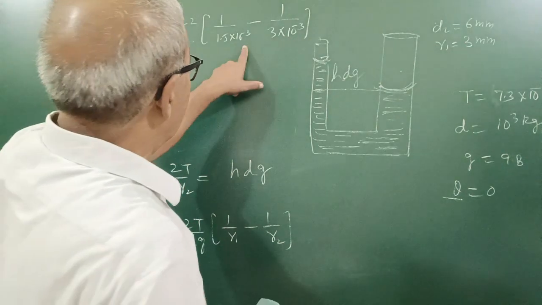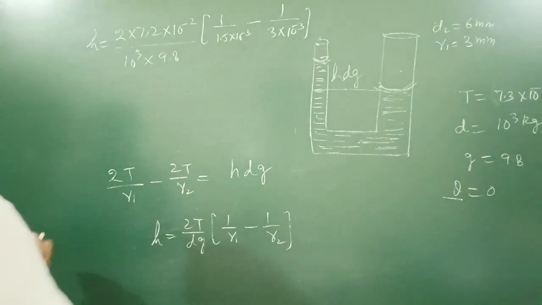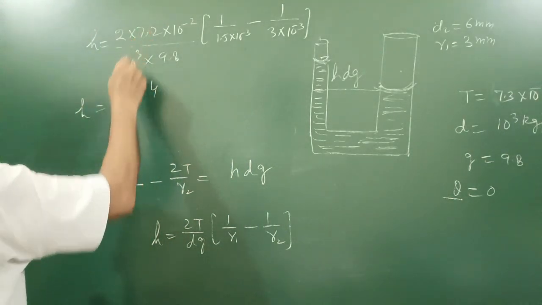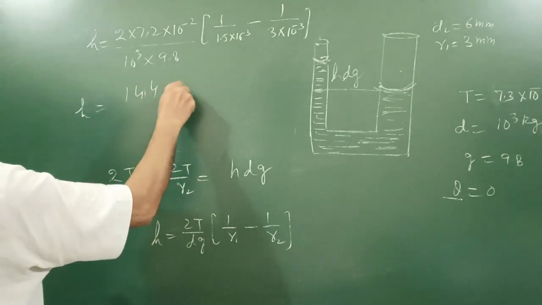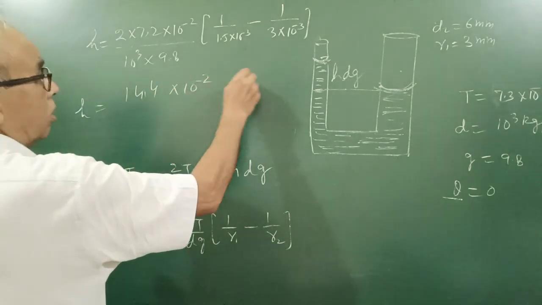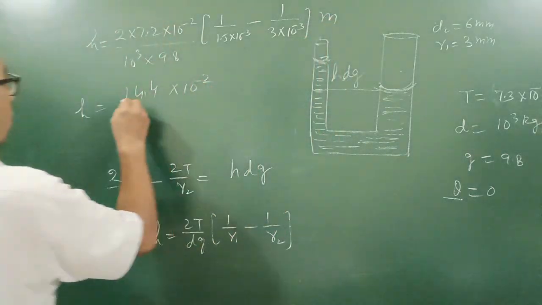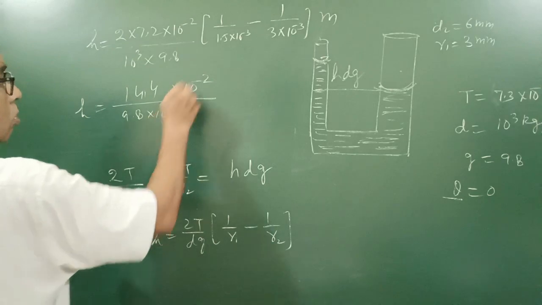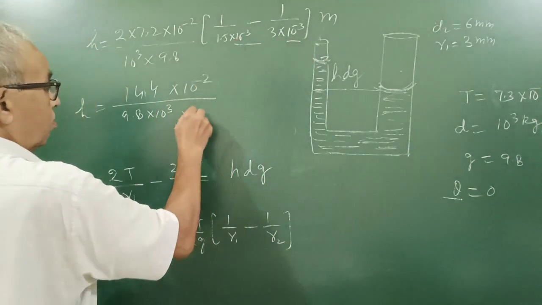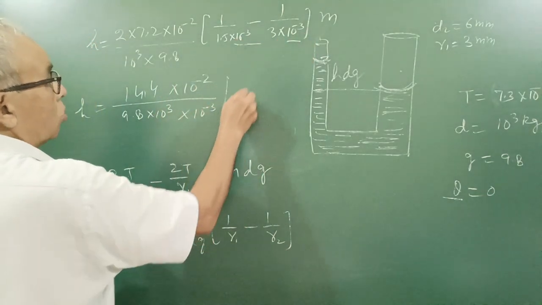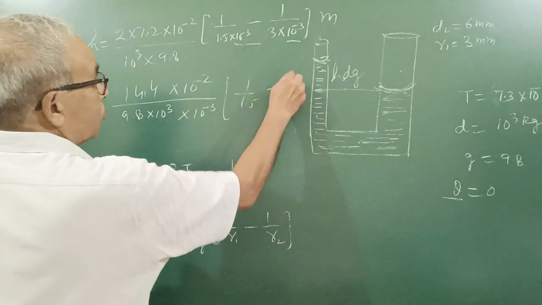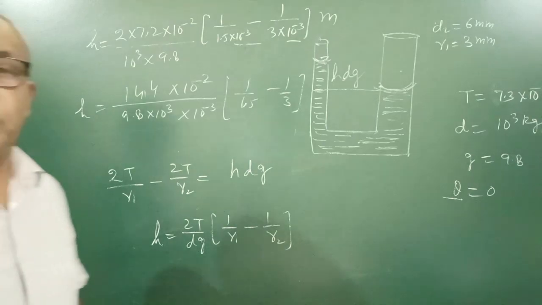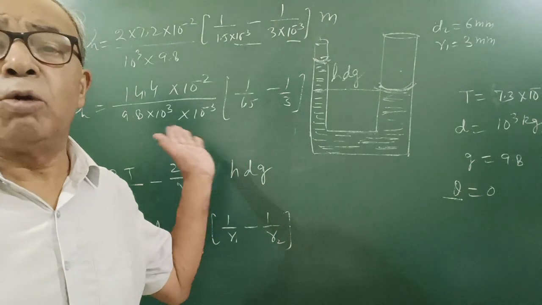This 10 to the power minus 3 is common, outside. So h equals 14.4 into 10 to the power minus 2, it will be in meter, upon 9.8 into 10 to the power 3, and 10 to the power 3 common, so minus, then 1 upon 1.5 minus 1 upon 3. I am solving just for your practice, though you can do it yourself.